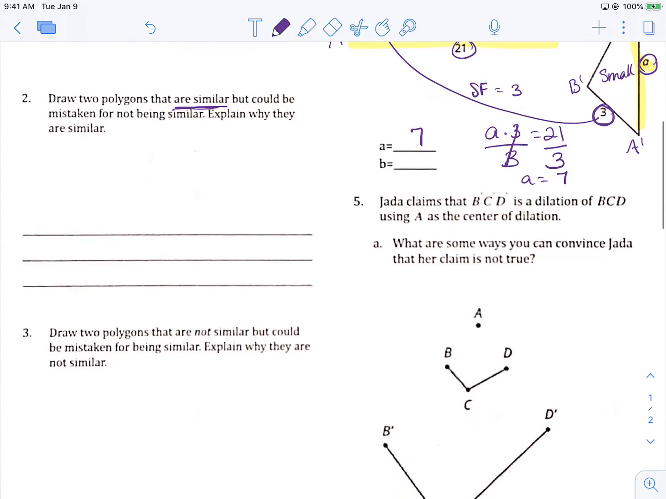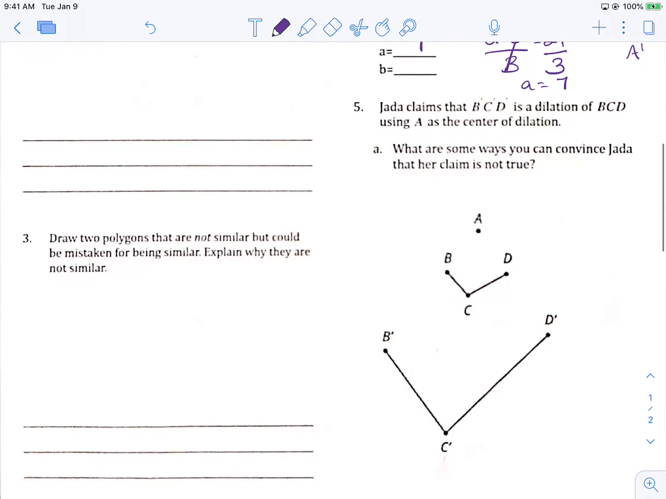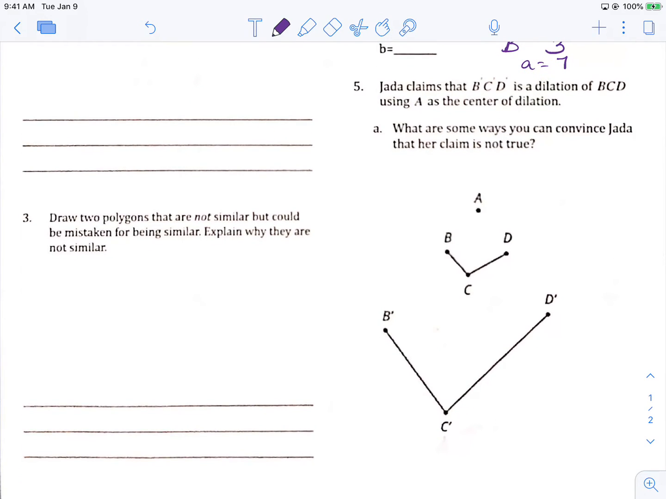Number 5. Jada claims that BCD prime, this is the bigger one, is a dilation of BCD, the smaller one here, where A is the center. What are some ways you can convince her that her claim is not true? So you need to look very closely.